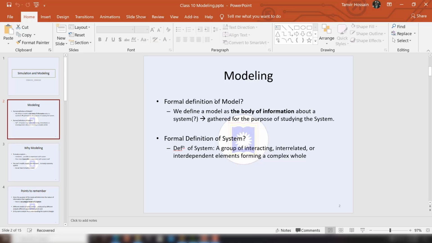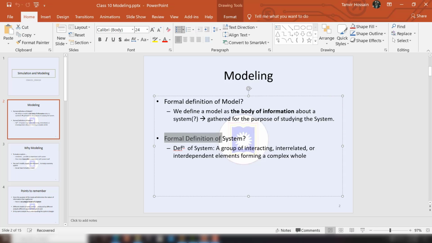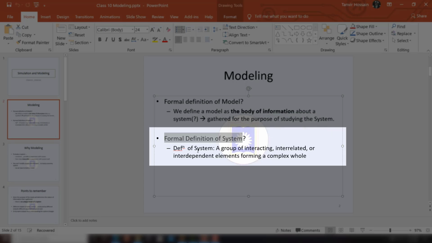So the first thing we are going to discuss is the definition of a model. As you can see here, we define a model as the body of information about a system gathered for the purpose of studying the system. So we are gathering some information about something, especially a system. We are gathering this information for studying the system. And the formal definition of system, what is a system?